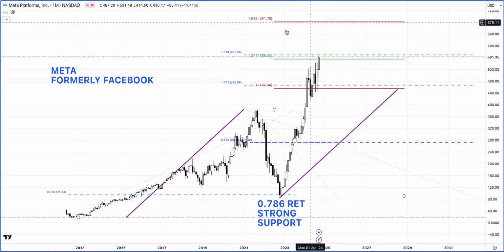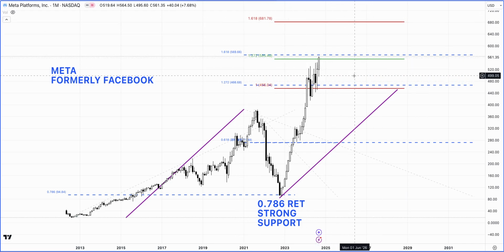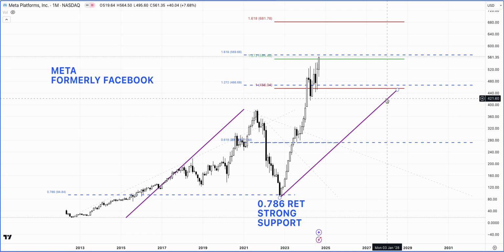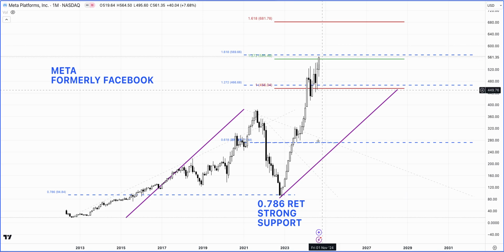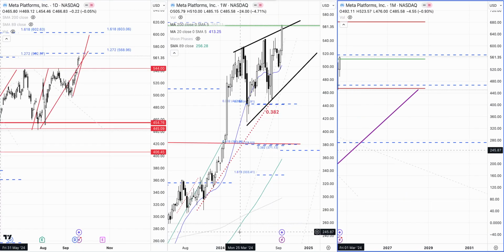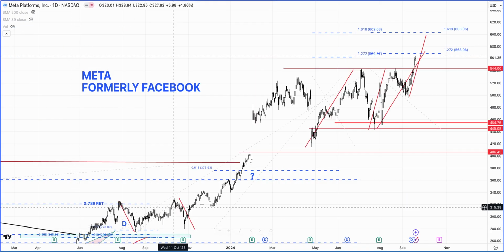So we'll be just watching this level very, very closely, pretty much where we are now. But if the stock remains strong, most likely it is moving higher, which could be the case. So we'll just watch these levels really carefully.